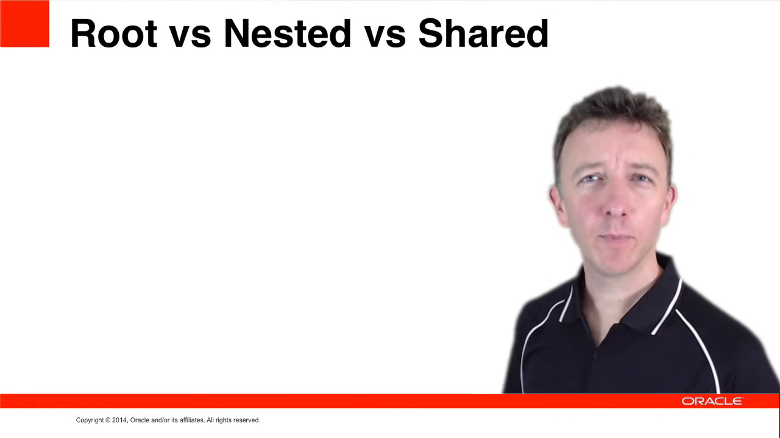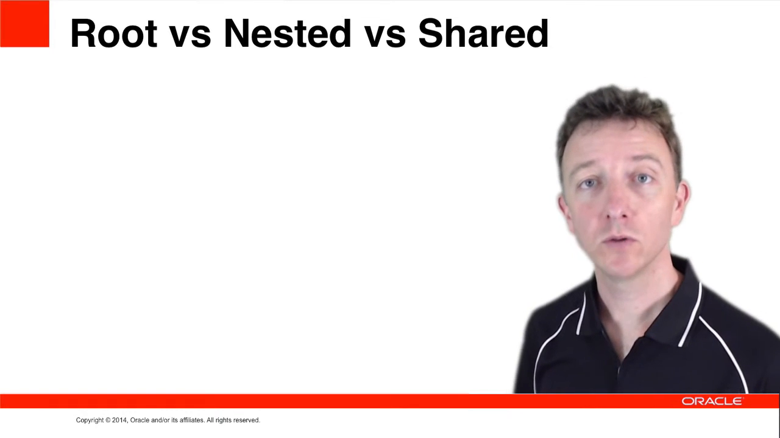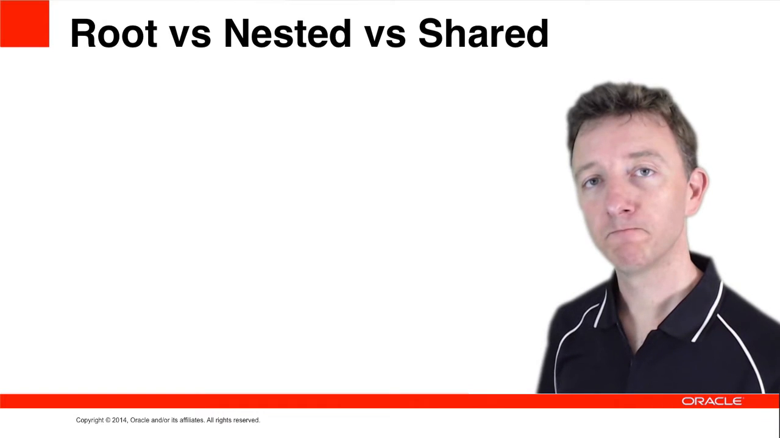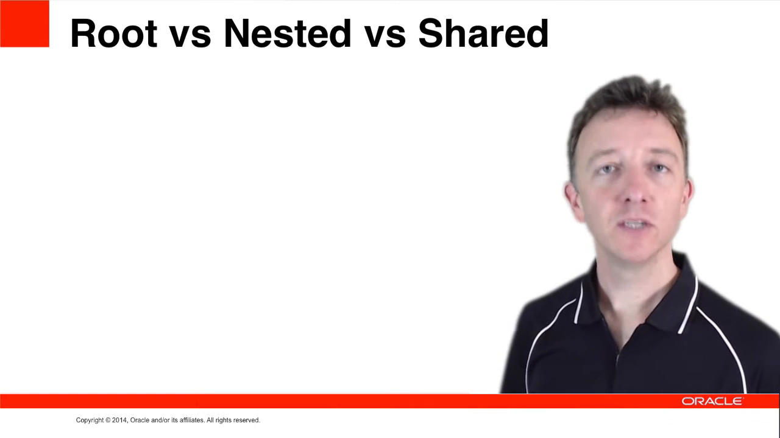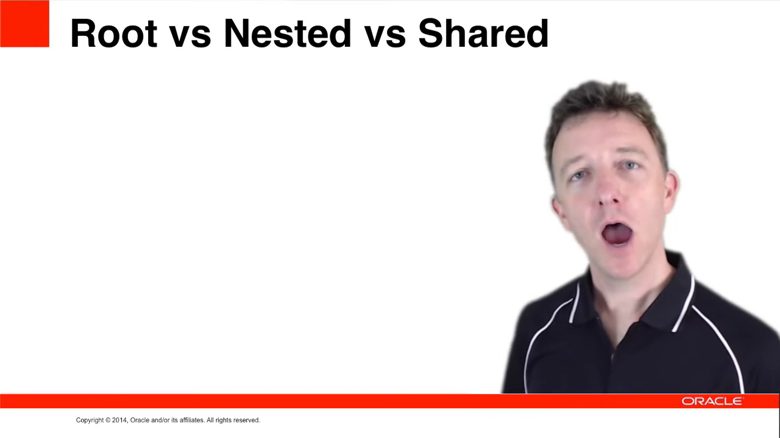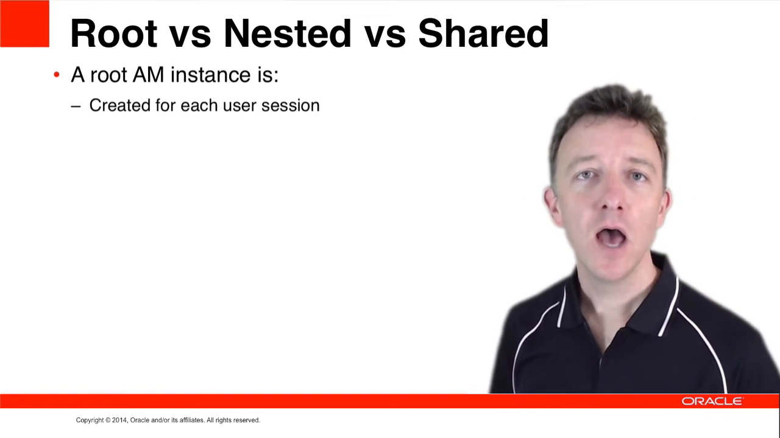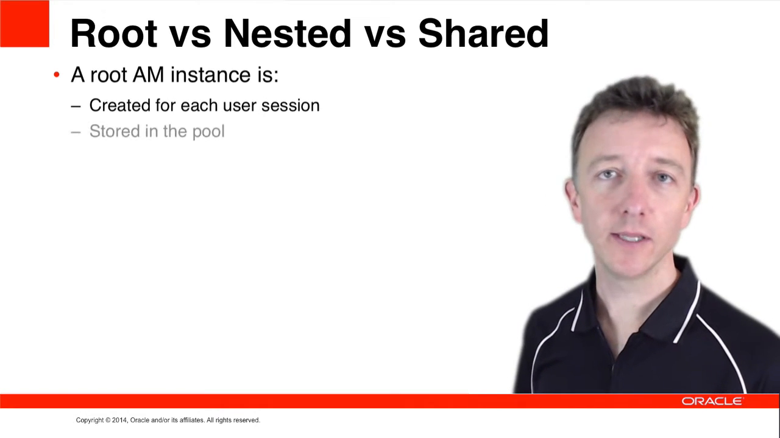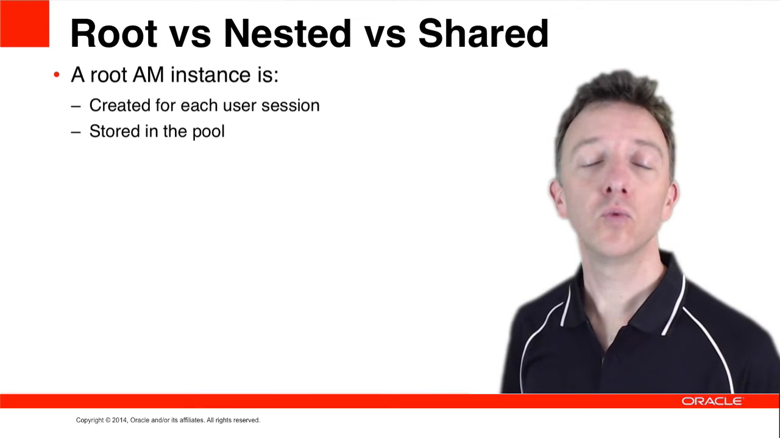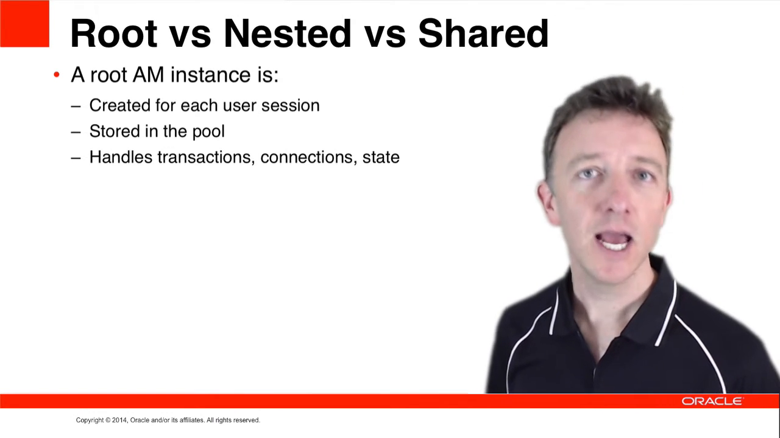In defining application modules, as you know, you can define them as root application modules, nested application modules, or shared AMs. Now, at runtime, assuming the user has accessed a page with an ADF-BC data binding, a root application module instance will be created for the user session, and overall, as we know, these are stored in the application module pool.